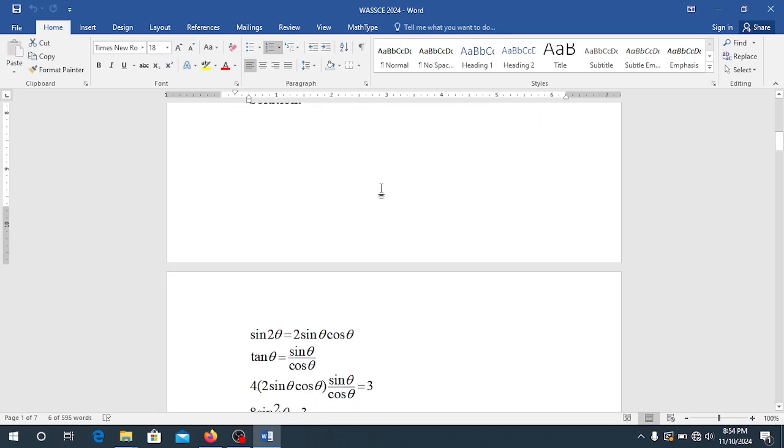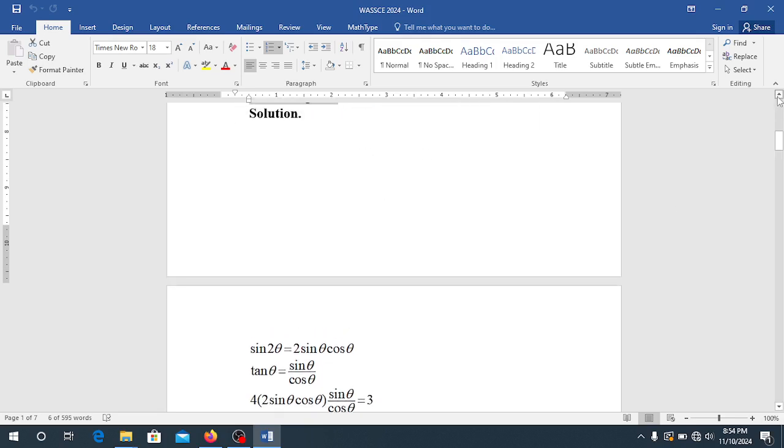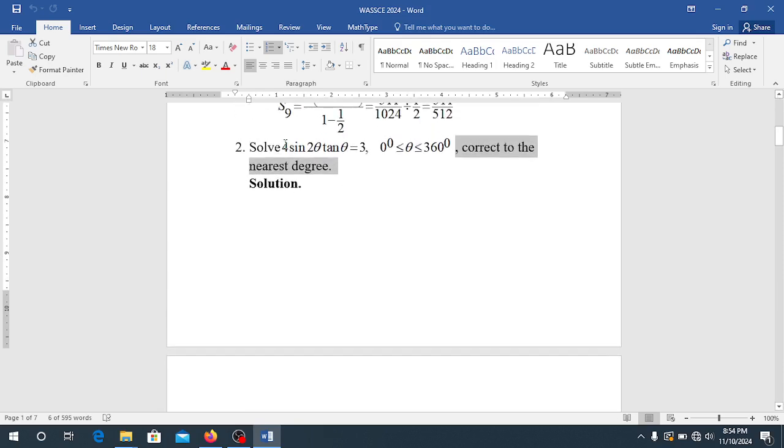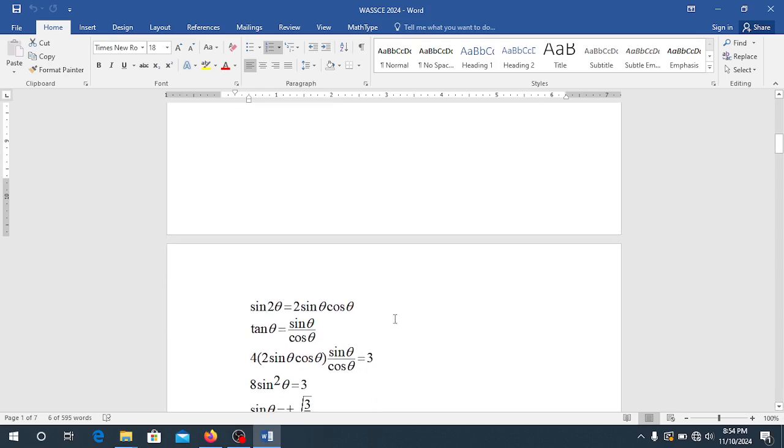So there are 2 identities in the question, the sin 2 theta and then the tan theta. So what is sin 2 theta? Sin 2 theta is the same as 2 sin theta cos theta, and tan theta, as we all know, is sin theta over cos theta.